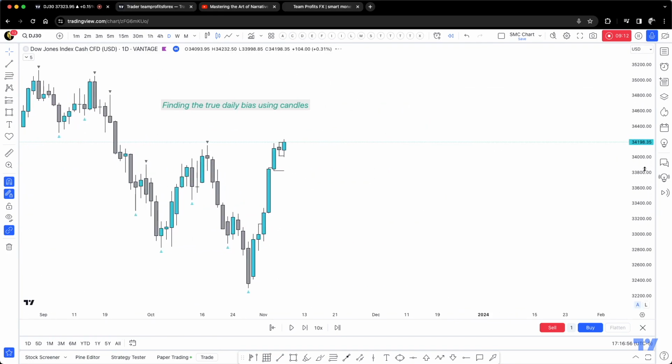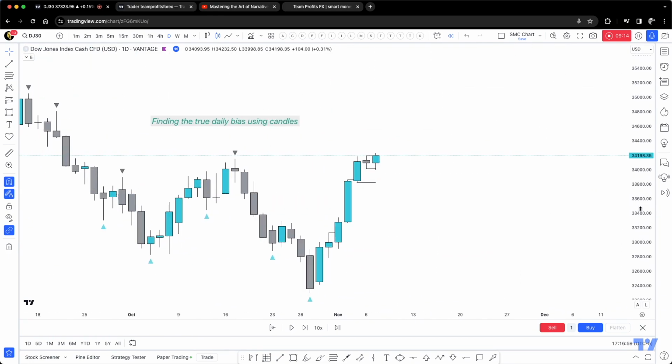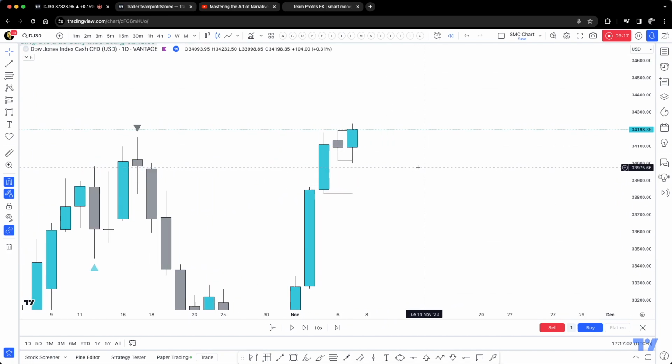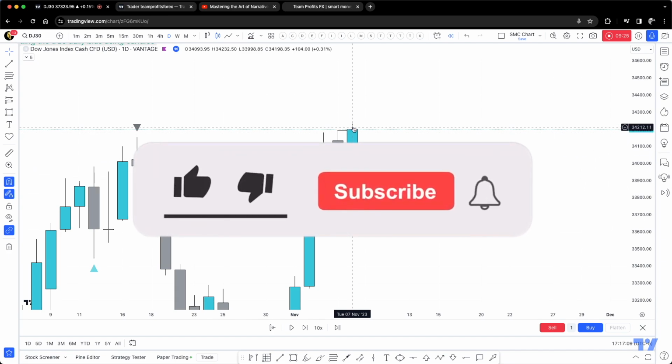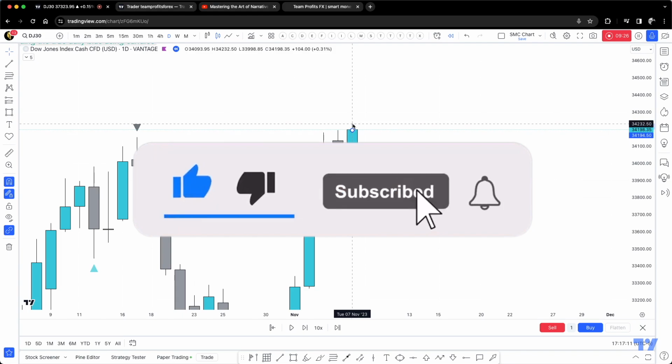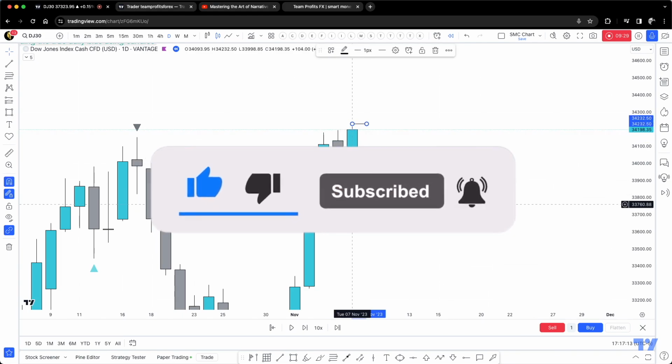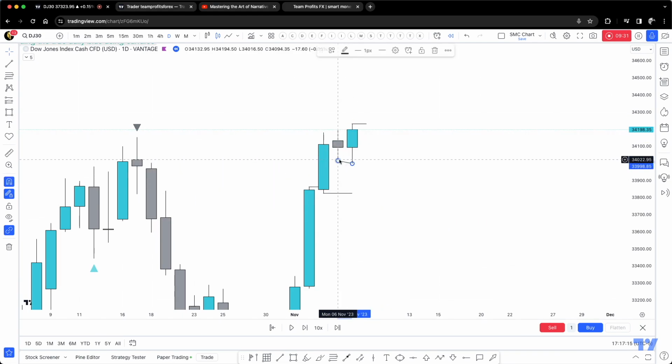I'm just showing you what is possible. So you see what it did when we go back on the daily. You see price ended up sweeping the target first, this low, and then displaces to the upside. So what do we have now? We have this high, right? And we have this low.